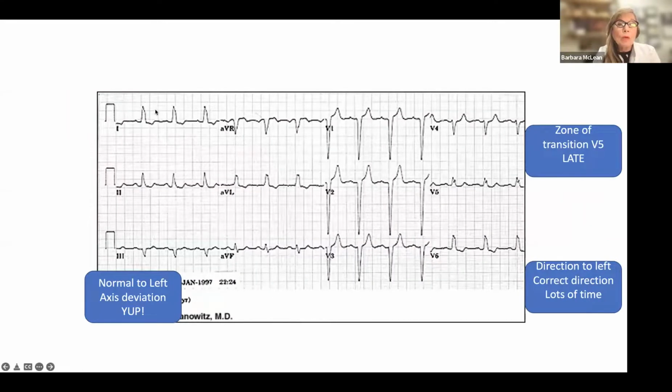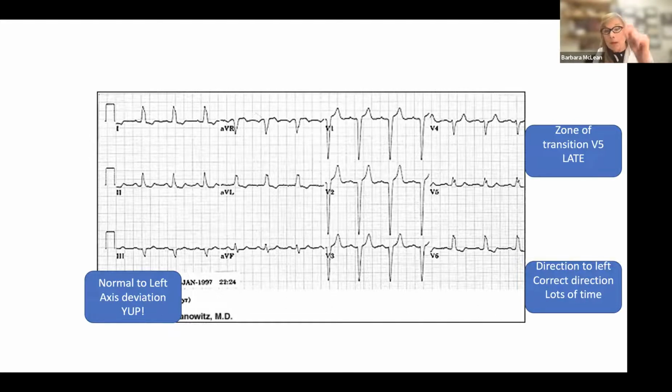And we look at this again, upright in 1, primarily upright in F. It's kind of small. This is a normal to left axis deviation. And when I look at my chest leads, my horizontal plane leads, starting with V1, I see a deep S, a deep S, a deep S, these tiny little beeps right there. Those are R waves. So this is an S wave, an S wave, an S wave. And I finally transition in V5. That is a late zone of transition, and my time is wide, and I have some other abnormalities.